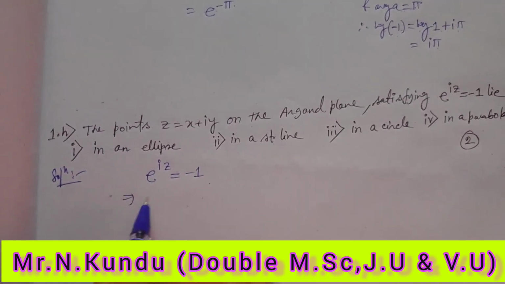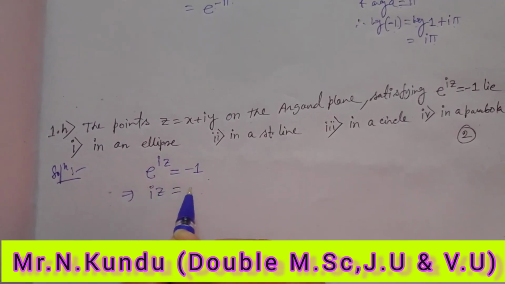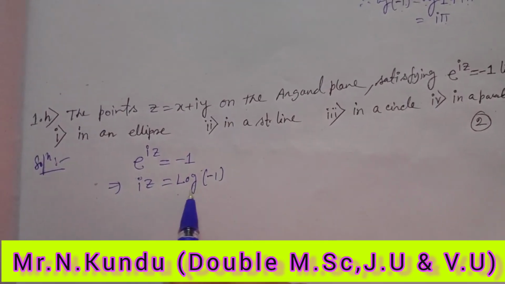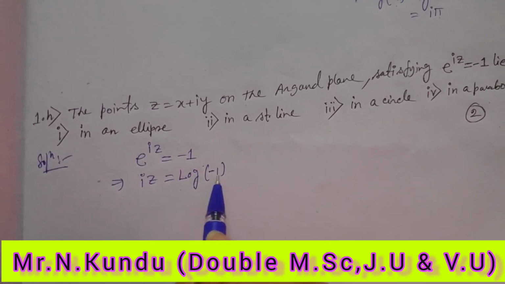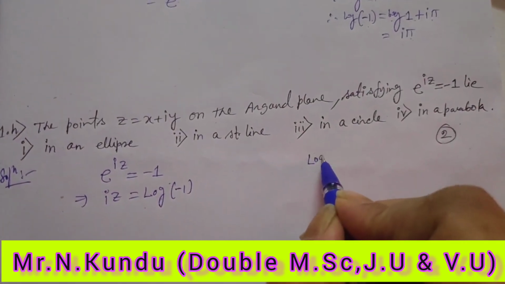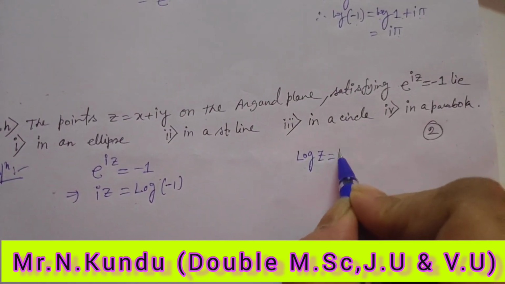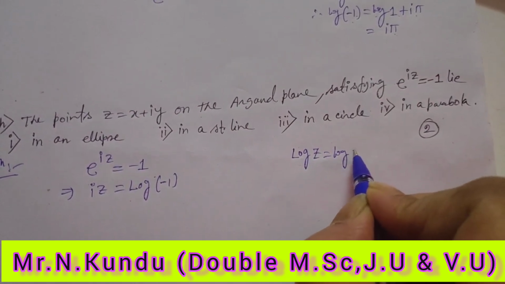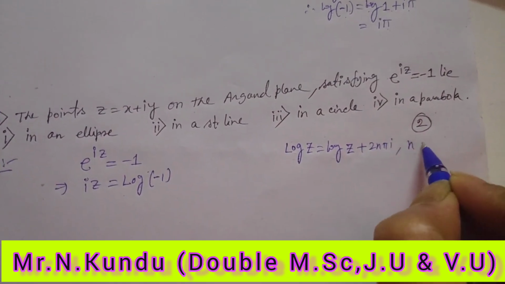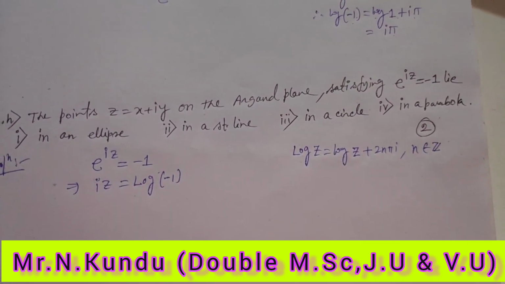So this implies iz equals the logarithm of minus 1. Here we are taking the general logarithm. We know that the logarithm of z is equal to the principal value of the logarithm of z plus 2n pi i, where n is any integer.